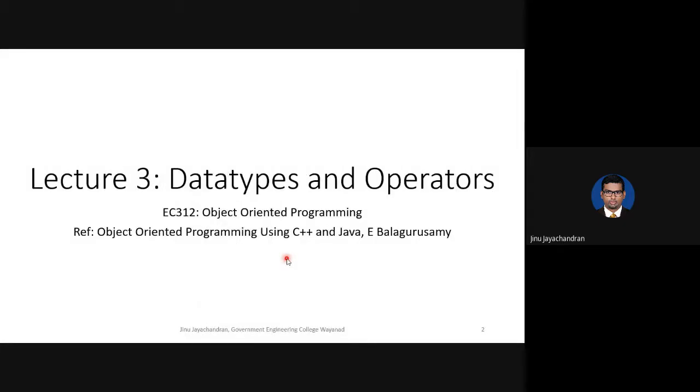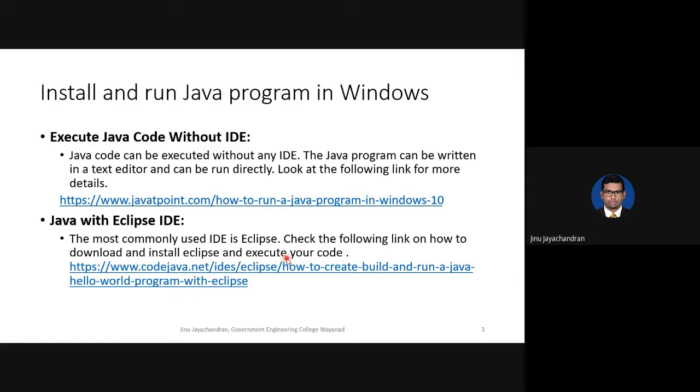So today we are going to discuss data types and operators in Java. As I mentioned in the last class, the data types and operators are exactly the same as what we have seen in C++. So I will not be doing any programming or going into detailed explanations. I just mention the possible data types and operators present in C++. This part we saw last class.